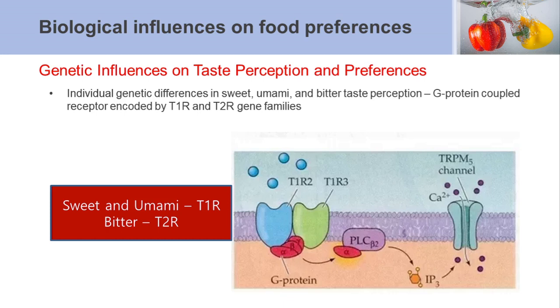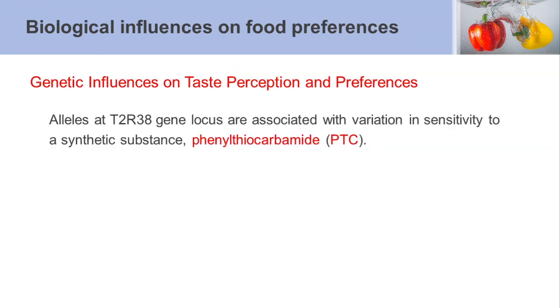We have studied about the mechanism of taste perception with GPCR or G protein coupled receptors in detail in the previous classes. There can be genetic differences between individuals in the GPCR that they have for taste perception. Based on that, the taste preferences will also be different. An example of genetic influence on taste perception and preference is the sensitivity to the bitter compound phenylthiocarbamide, which is in short called PTC. PTC perception is due to T2R38 receptor encoded by a gene.